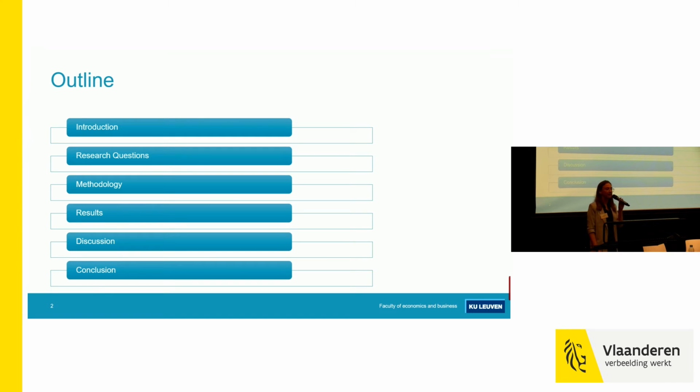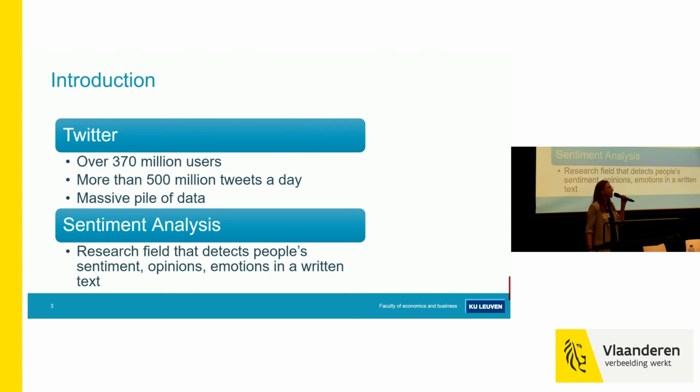Here you can find an outline of what I will talk about today, and I suggest that I just get started with the introduction. You already heard a lot of presentations about Twitter. Twitter has over 370 million users, and more than 500 million tweets are sent out each day. This is a massive pile of data, which is perfectly suitable for sentiment analysis. And sentiment analysis is a research field that detects people's sentiment, emotions, opinions, etc. in a written text. So you really need a written text for this.